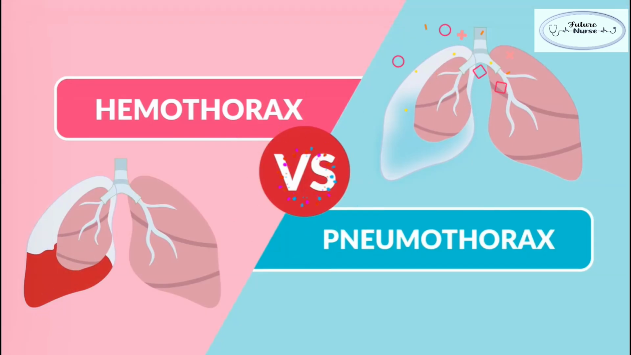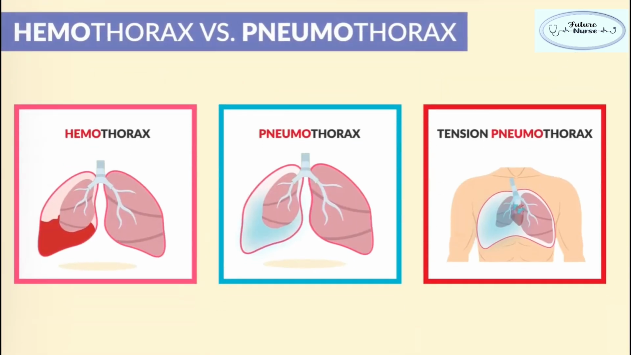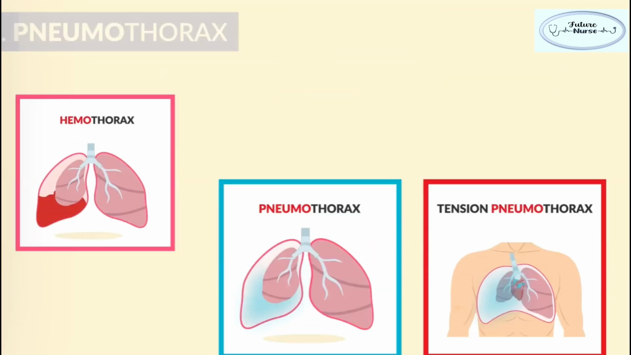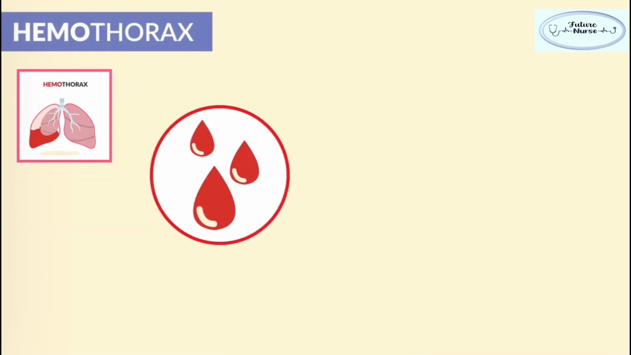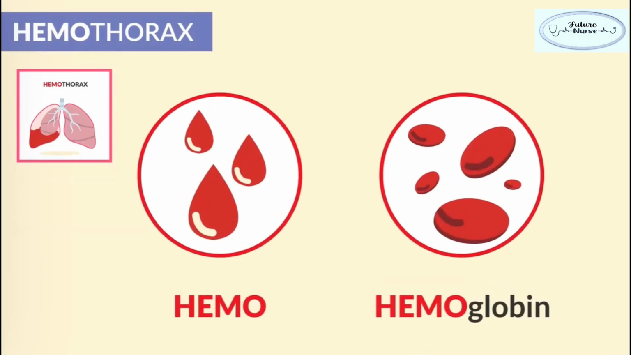But the P is silent there. Now, it's very simple here. Just let the name help you. So for hemothorax, just think hemo, meaning blood, like hemoglobin.